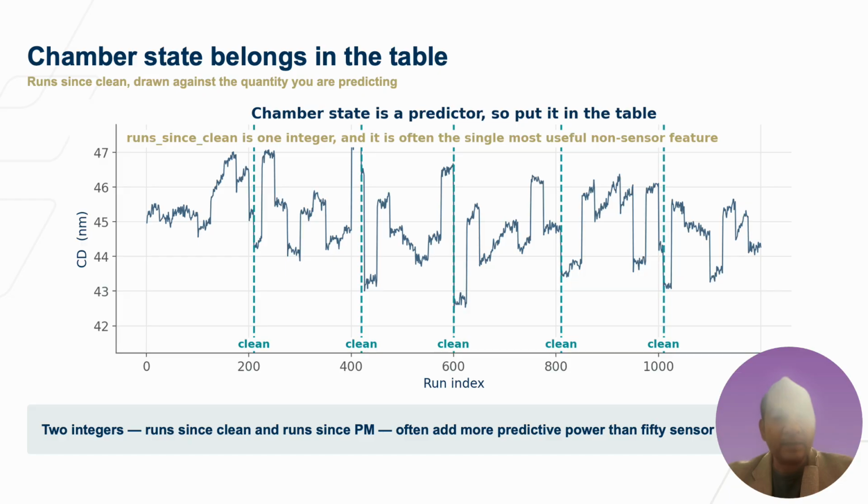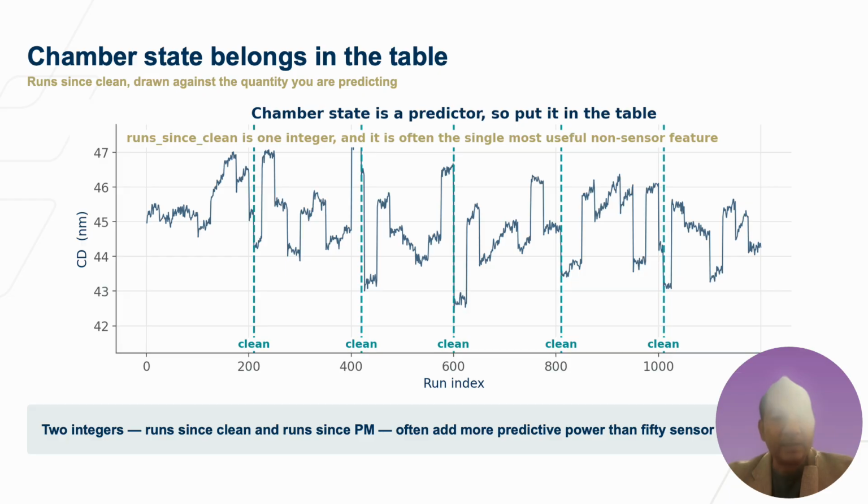None of that is visible in any single sensor reading. The pressure looks the same on run 2 and run 200. What differs is accumulated history. And you capture it with one integer, runs since clean. Probably a second one, runs since PM.